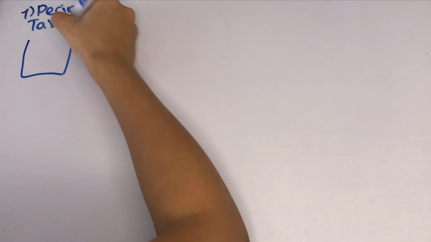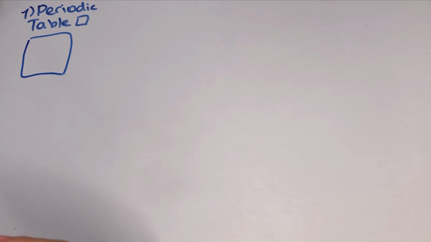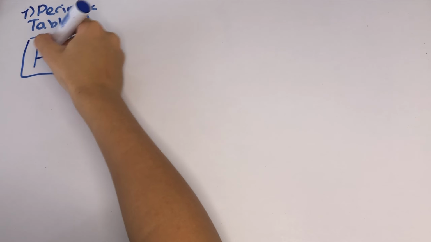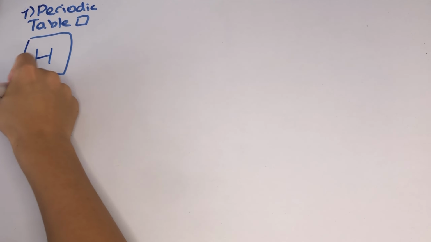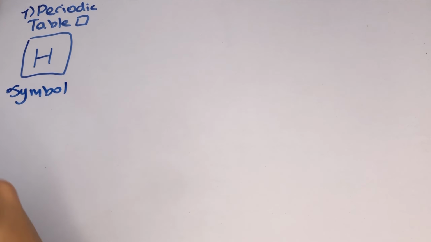Before delving into chemistry, there's something you have to note: the periodic table, which consists of over 118 elements. Every element is presented like this. Within a box, in the middle, is a letter or letters. This letter represents the element hydrogen, which is the first element in the periodic table. So this represents the symbol.